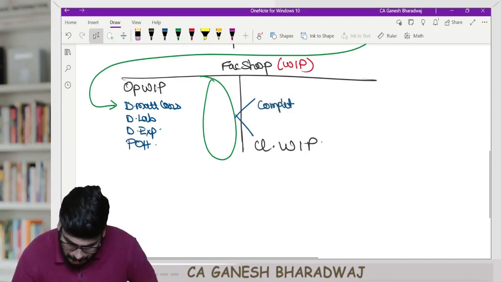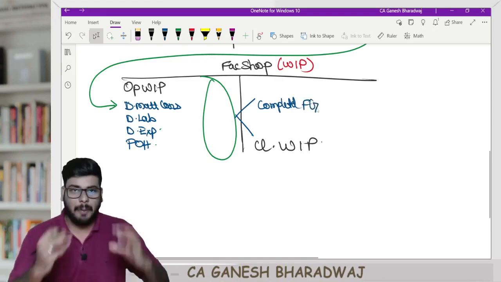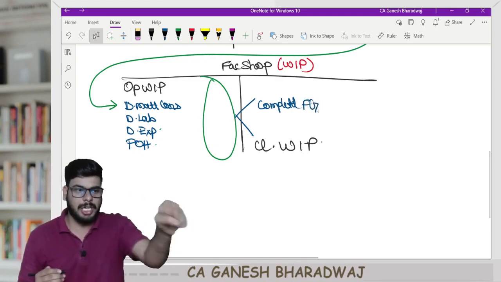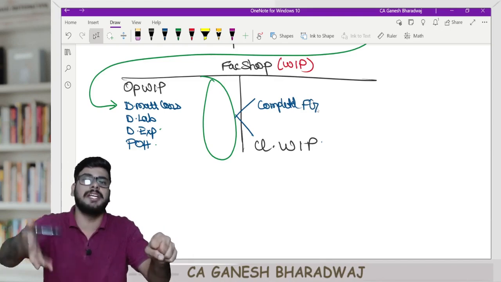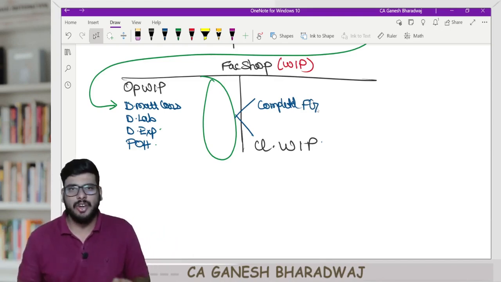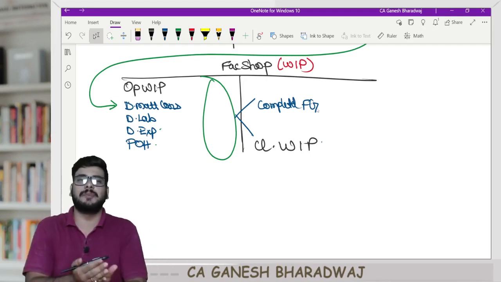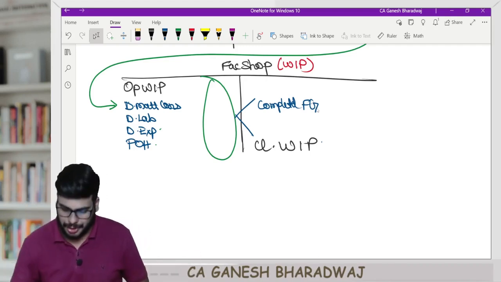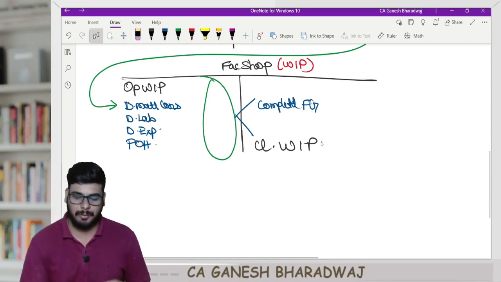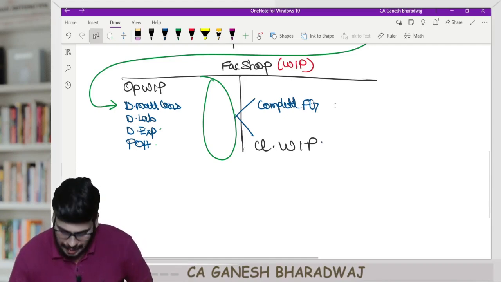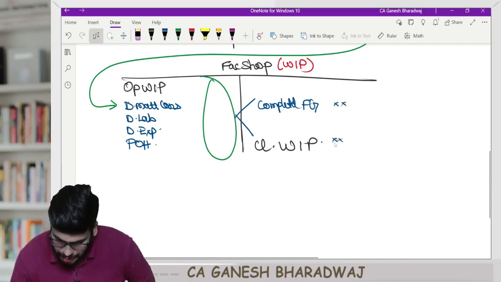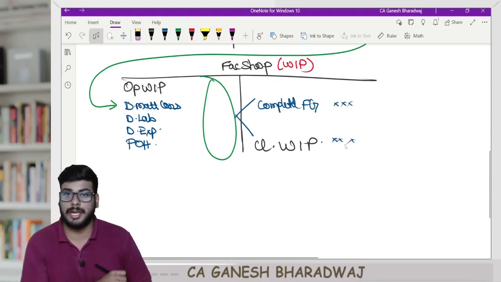One is your completed FG. That is, a portion of these costs are incurred towards units completed and transferred as FG, while some units I would have started working on, but at the end of the period I might not have completely finished them. That lies in your closing WIP. Are you clear with this, guys? So this is how it looks like. Are you clear with this?